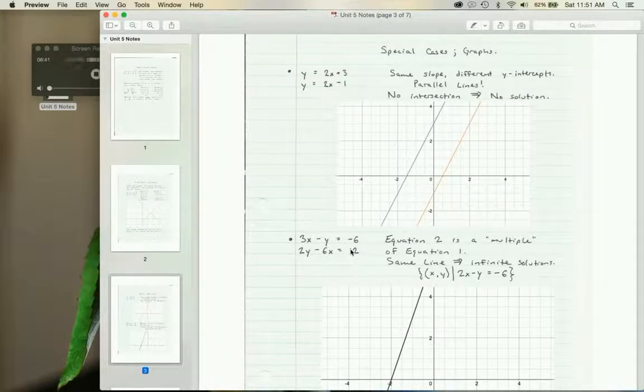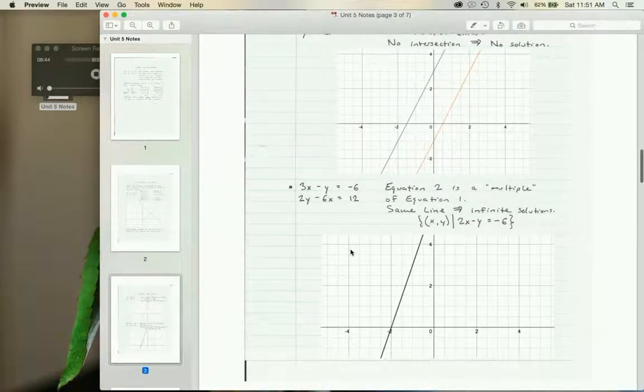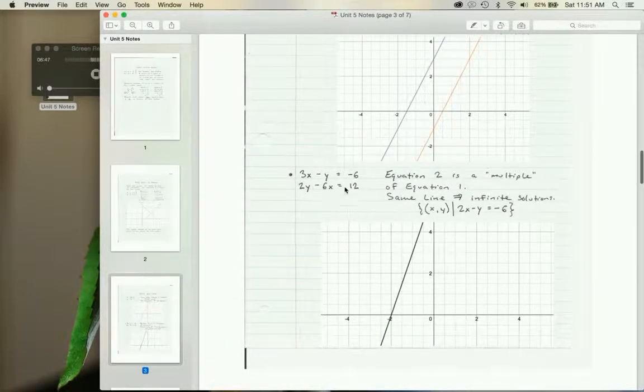There is another special case where something else kind of funny happens. That is represented here in this example. 3x minus y equals negative 6, and 2y minus 6x equals 12. I'm not going to go through exactly how to graph these lines. You could put them in slope-intercept form and graph them, or you might recognize that this is a special case right away. Either way, I just want to talk about what happens when you get the graph of each of these lines on some graph paper. They are, in fact, the same line.